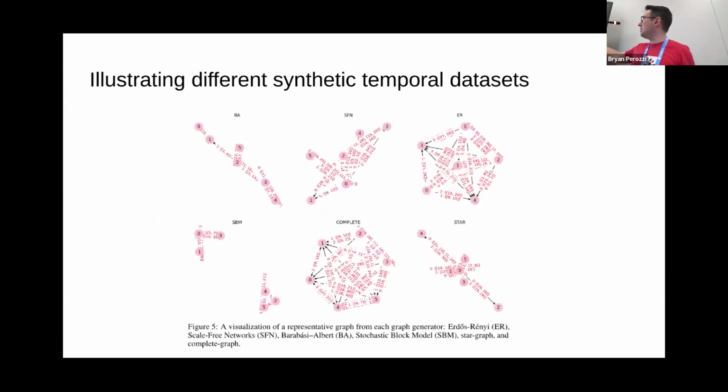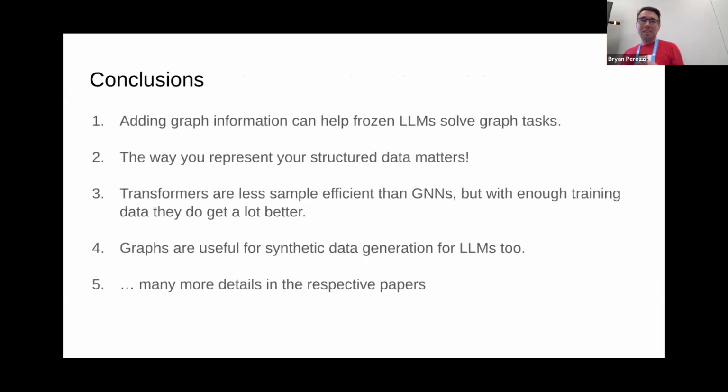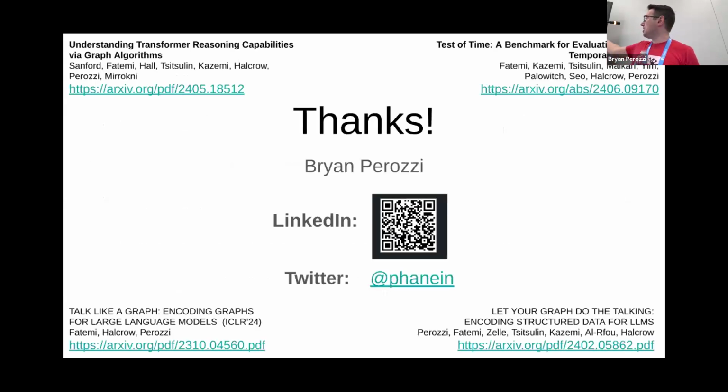And just to show you what different graph generators are actually creating, what the different databases look like, using all kinds of random graph generators we get all sorts of weird structure that people weren't evaluating on. There are a lot of results in this paper too, but I don't have time to go into them. So the conclusions here are that adding graph information can help frozen LLMs solve graph tasks. The way you represent your structured data does matter a lot. And while transformers are less sample efficient than GNNs, with enough training data they do get a lot better. I think those are the takeaways. All the papers I talked about are right here. If you have any other questions, I'd be happy to answer them now or after the workshop.